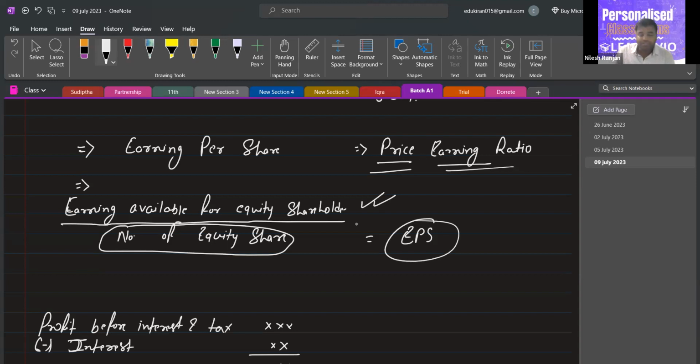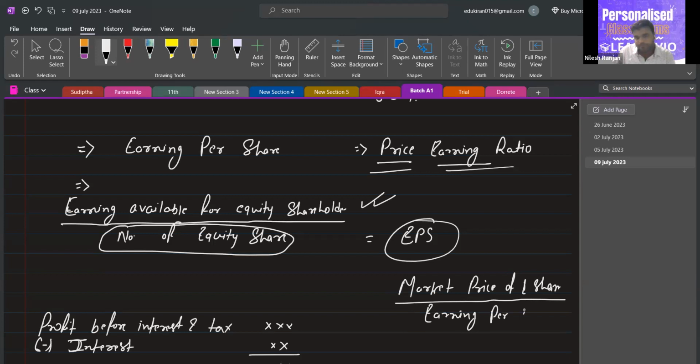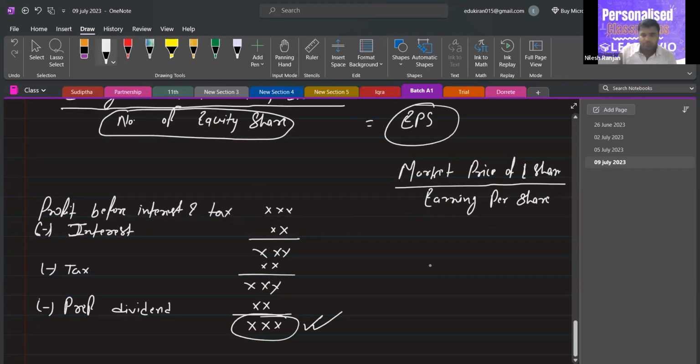Now, price earning ratio. The formula of price earning ratio is market price of one share divided by earning per share. It also results in a percentage, you can say, like we have calculated return on capital employed in percentage, but it will be in number form, only number form.